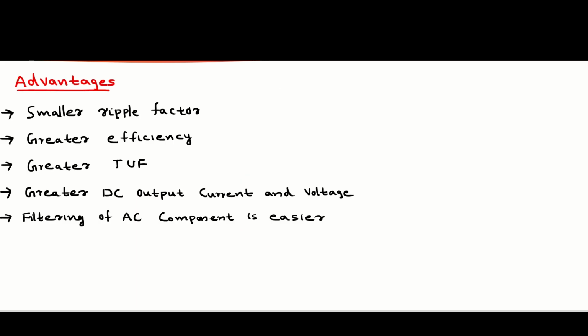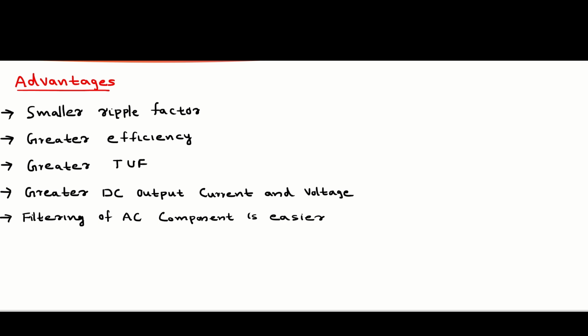Next, we are going to see the advantages of the center tapped full wave rectifier. The center tapped full wave rectifier has a smaller ripple factor, 0.483, as compared to the half wave rectifier, where it is 1.21. So compared to the half wave rectifier, this is a very small value. The next one is greater efficiency. The center tapped full wave rectifier has a maximum efficiency of 81%, whereas the half wave rectifier has 40.5%.